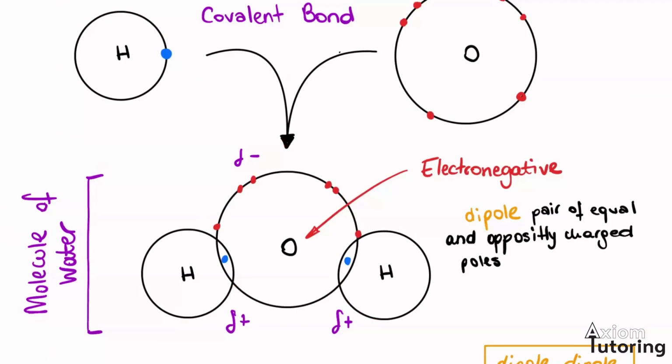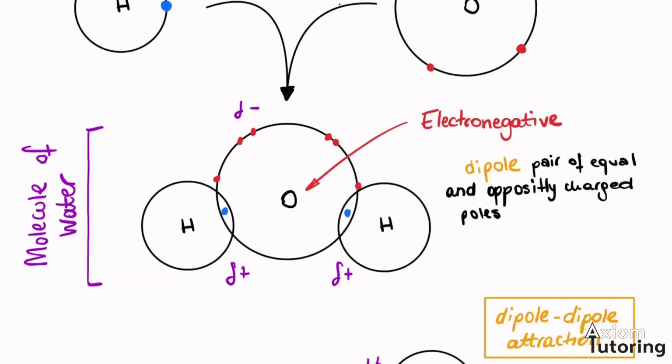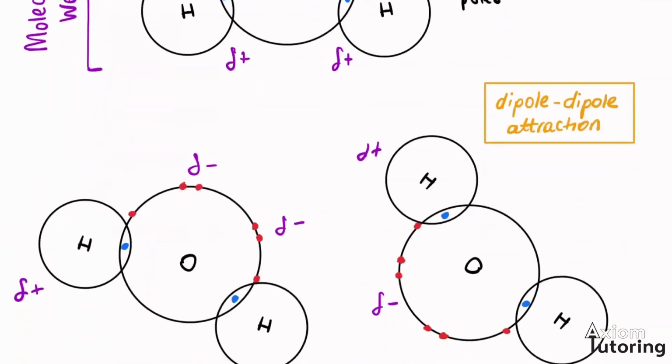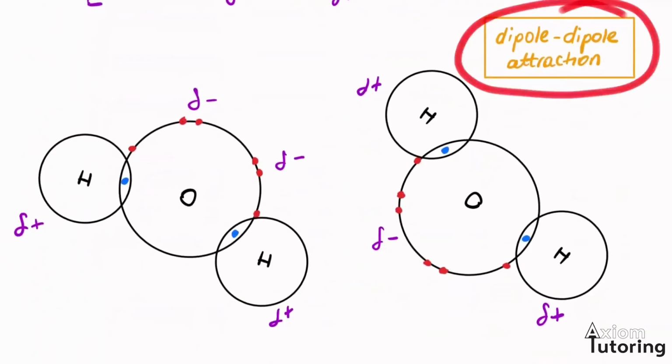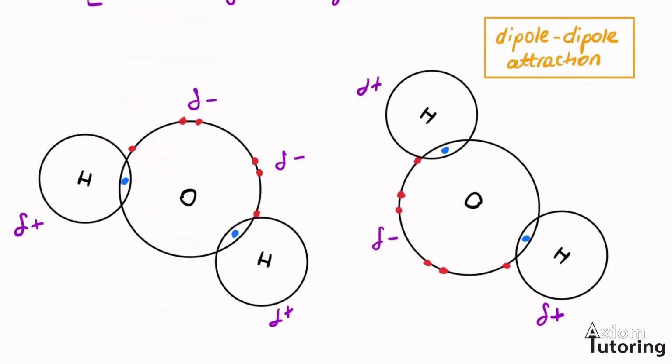Now, when a molecule of water interacts with another molecule of water, there's a dipole-dipole interaction occurring between the two molecules, where the partially negative charge is attracted to the partially positive charge on the other molecule, and vice versa. And this interaction between the opposite charges is what we call a hydrogen bond.